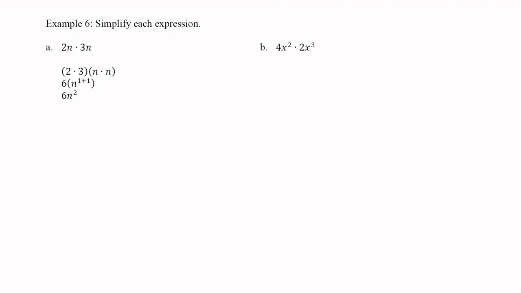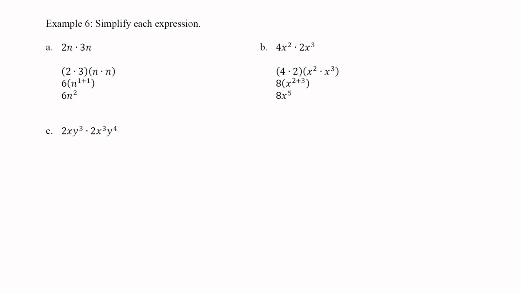All right, for b, let's take a look at this one. Again, let's separate our coefficients and our variables. 4 times 2 is going to give us 8. We are going to use the product rule to do x squared times x cubed. So we take our 2 and our 3 and we add them into a power of x, and we get x to the 5th when we do 2 plus 3. So our final answer is 8x to the 5th.